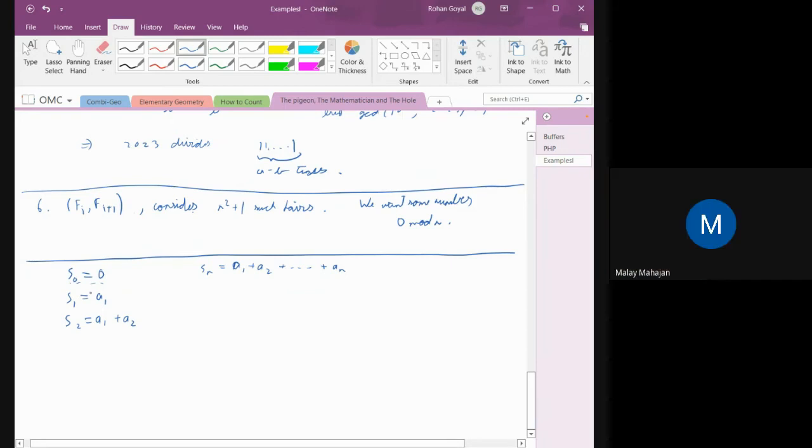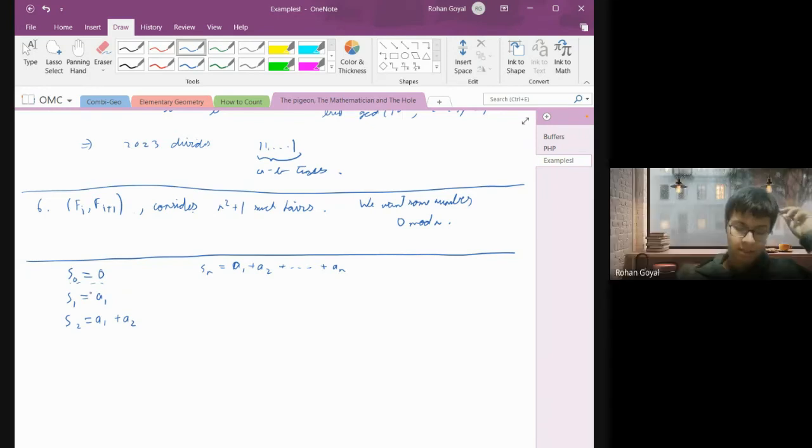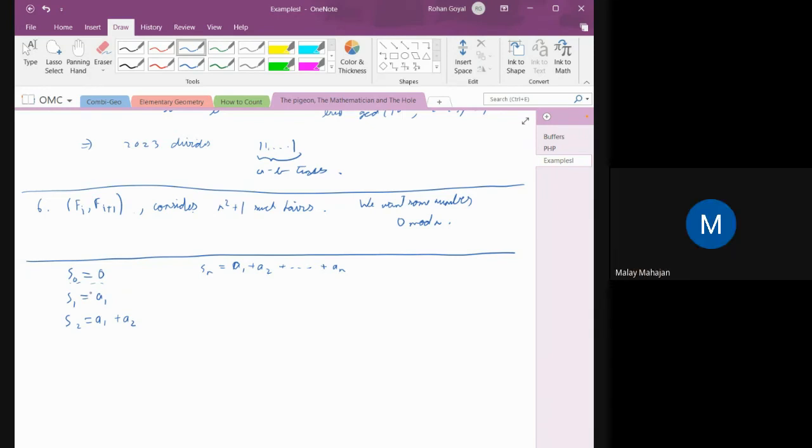So we assume the opposite, that none of them is divisible by n. So each of them can have remainder 1, 2, 3, all up to n minus 1 modulo n. There are n minus 1 possible remainders and n terms. So by Pigeonhole principle, some two must have the same remainder. Say a1 plus a2 plus all up to ax and a1 plus all up to ay have the same remainders, with x greater than y. Then we consider ay plus 1 plus ay plus 2 all up to ax, and we are done.